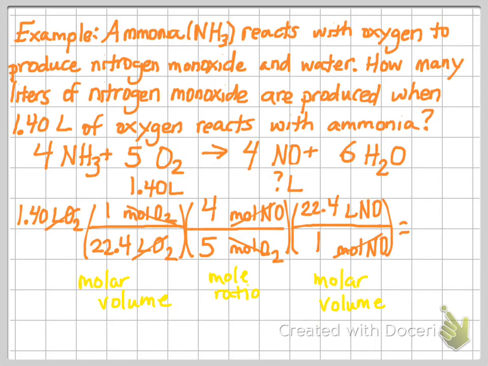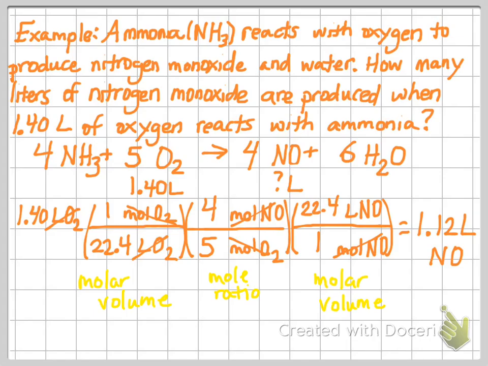And again, we want to have three significant figures because 1.40 has three significant figures. So my calculator gave me 1.12 liters of nitrogen monoxide. It's really important that we have those units on there.